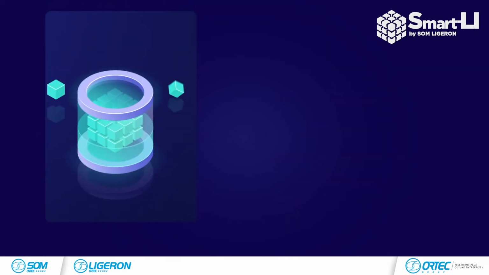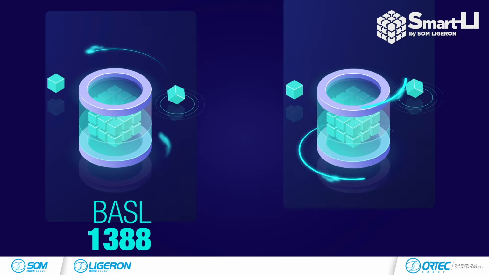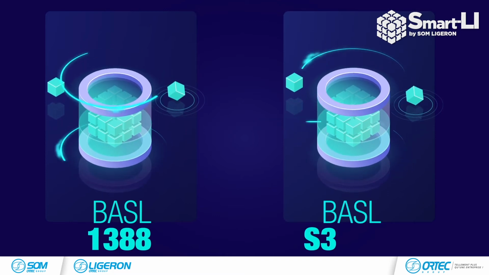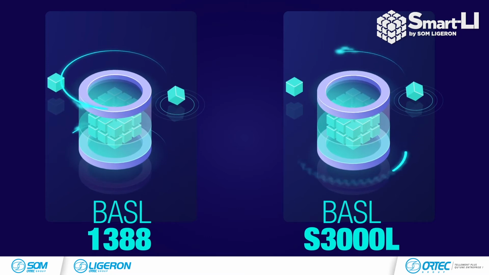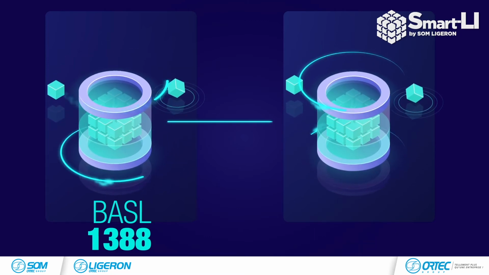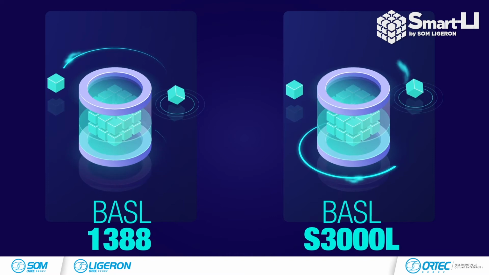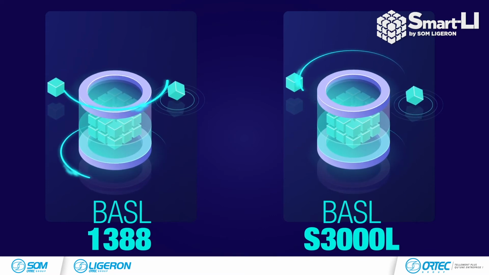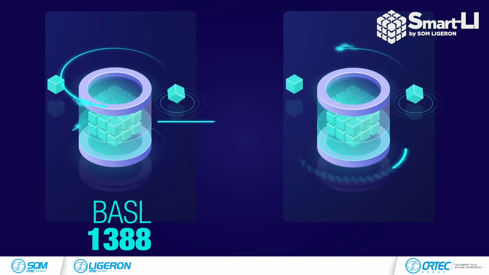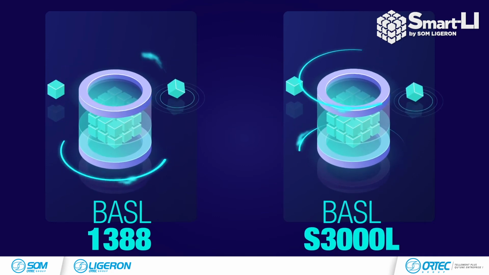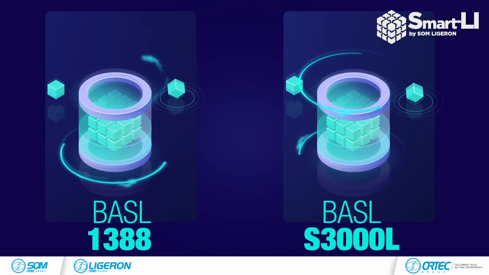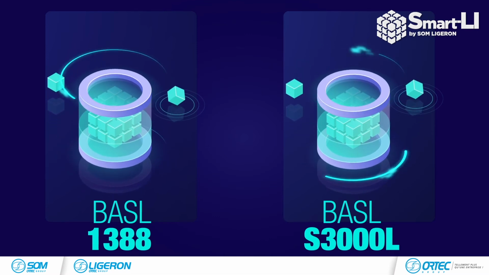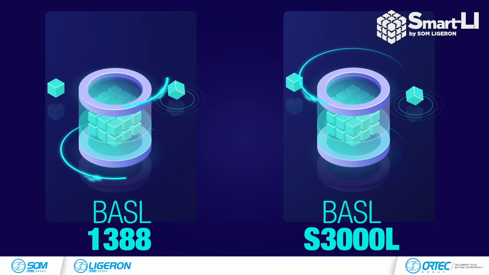Switching to another standard must not be an issue. The 1388 to S3000L conversion module allows you to preserve your data history and ensures the conversion to the S3000L format. The tool contains a consistency check function to guarantee data transfer accuracy. You will be able to customize this conversion on a project level and edit your reports before and after conversion.